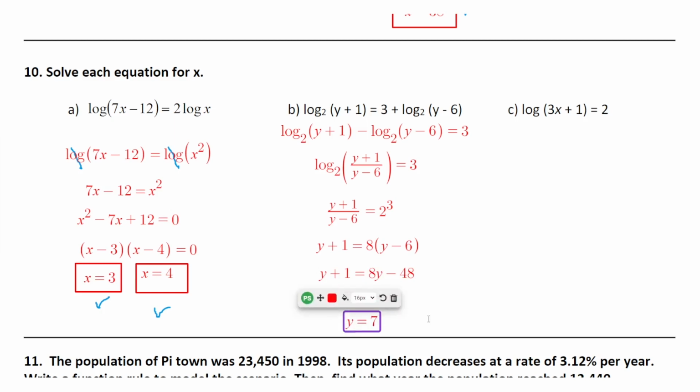Before I box it, I'm going to do my domain check here. 7 plus 1 is positive, 7 minus 6 is positive. So we are good to go. This is going to be our solution.